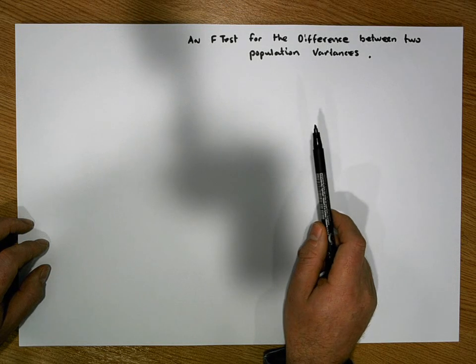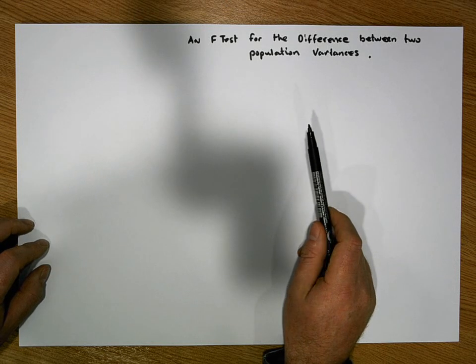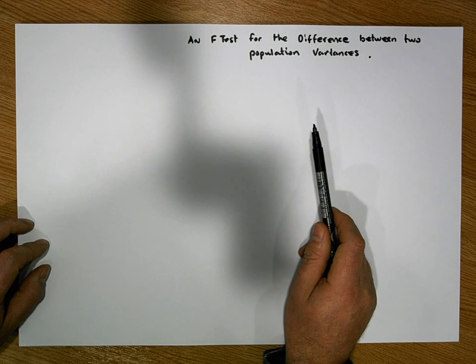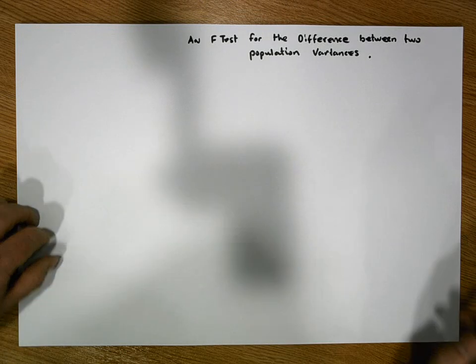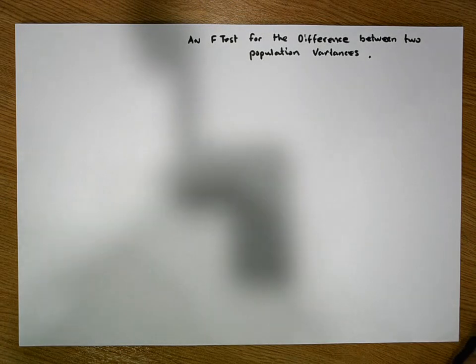Or more importantly, and in general, it's going to allow us to test whether two population variances are different based on two pieces of sample data that we've drawn from the populations.